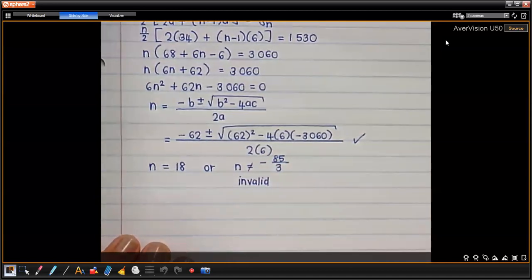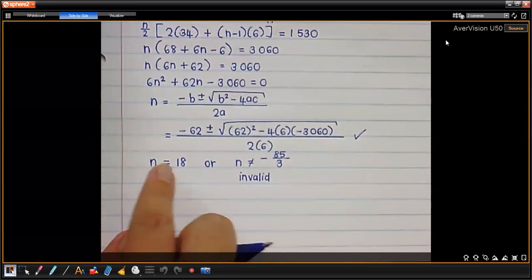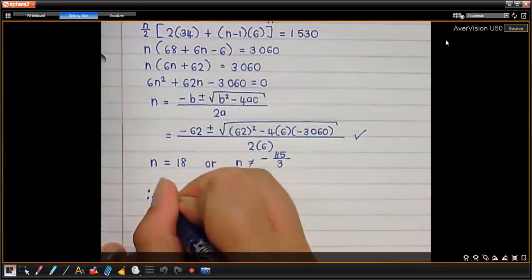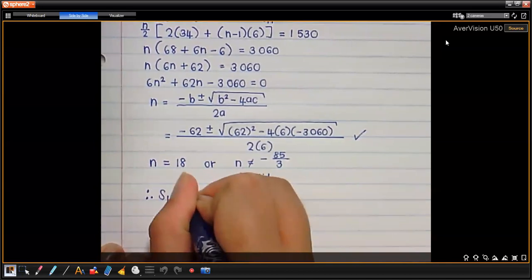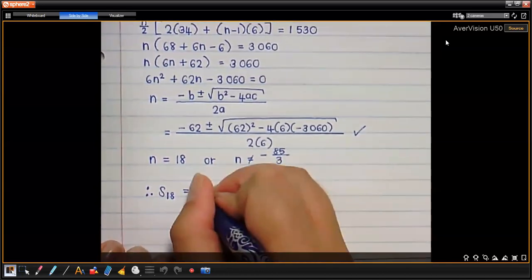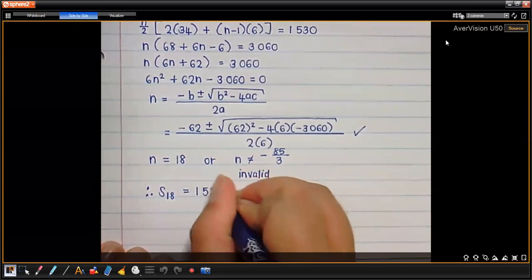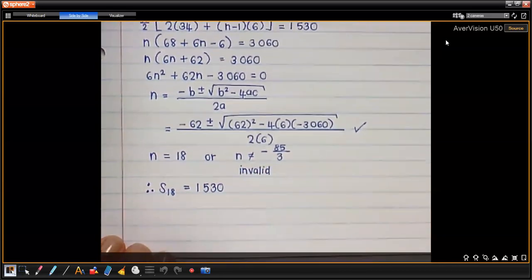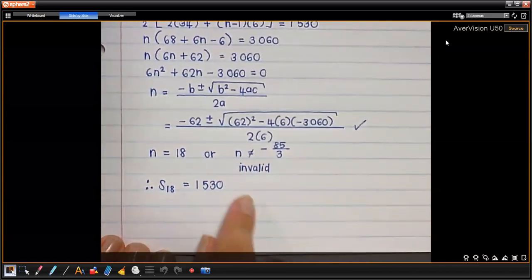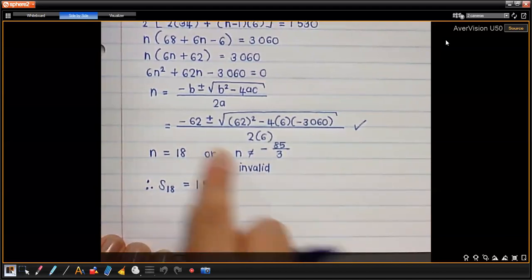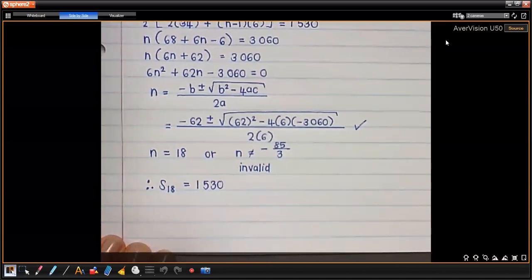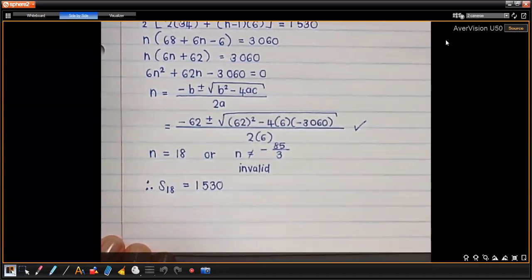But remember, you do have to show both answers and then state that the one is invalid. Okay, so therefore, the sum of the first 80 terms of this number pattern will be equal to 1,550. As long as it's extra, you don't have to write that down, but let's write it down so that we understand what we're actually doing, what our answer actually means. Any questions?